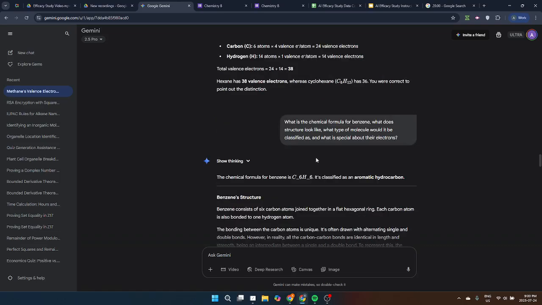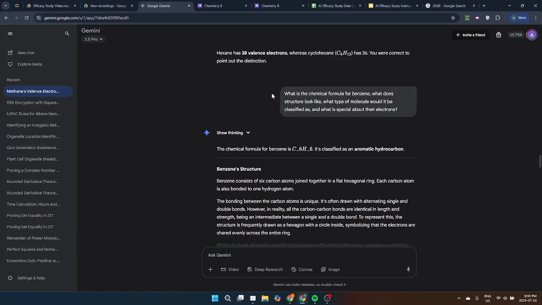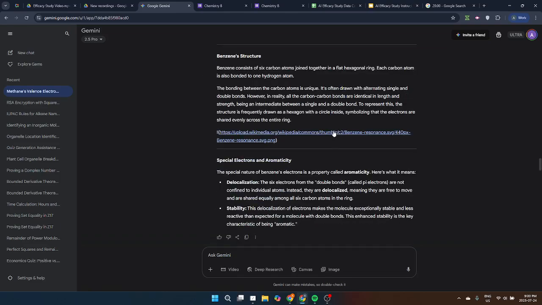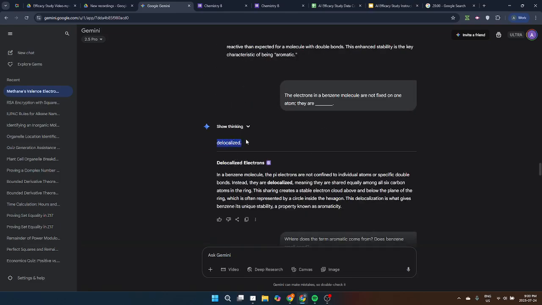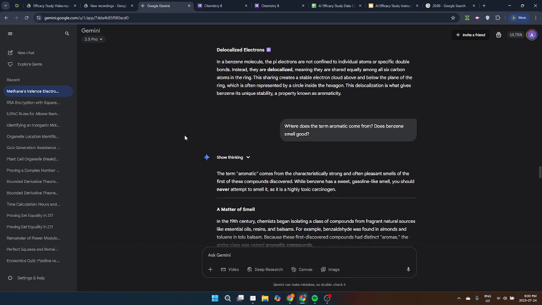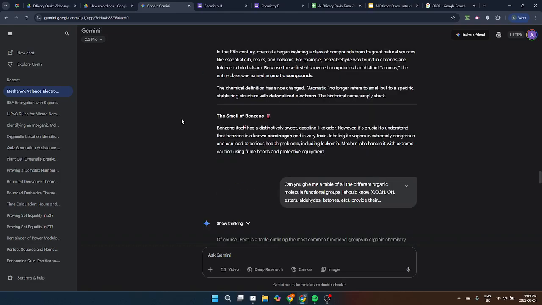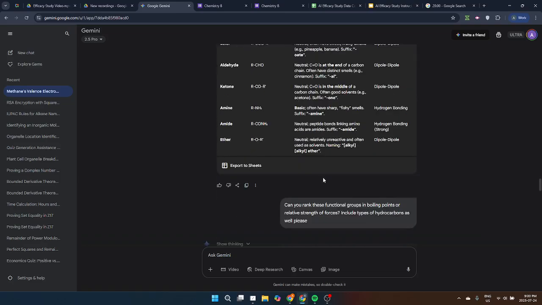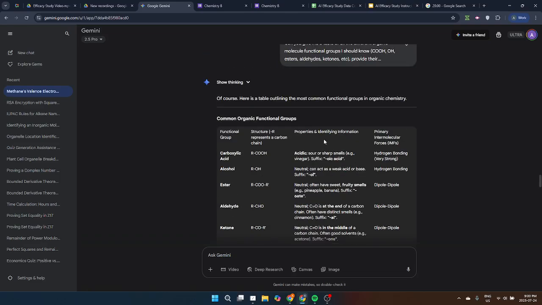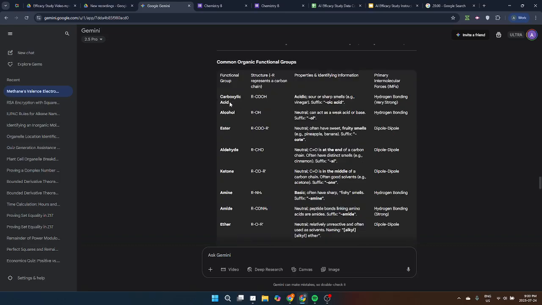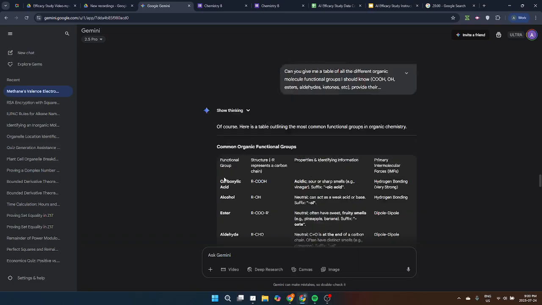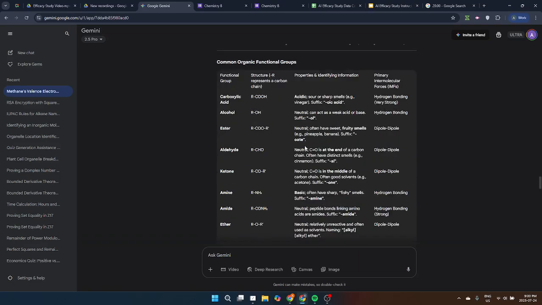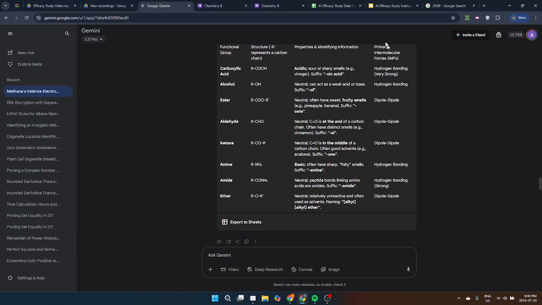Then I asked some clarifying questions about that benzene question: about properties, what it would be classified as, what's special. After pasting in the question, it gave me delocalized as well. I asked about aromatic, and in the end I tried to get it to make me some tables so I could quickly take in information about different functional groups for organic chemistry. I asked about carboxylic acids, alcohols, everything, listed them, and it tells me some of the forces.